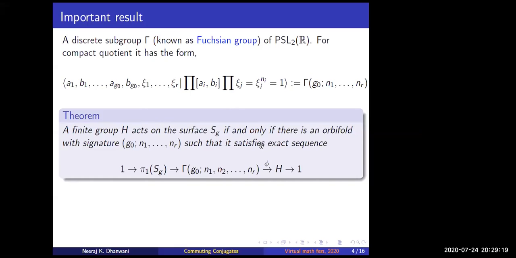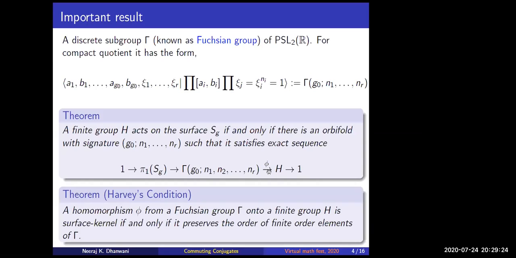This theorem was made more precise by Harvey for cyclic groups. What he proved is that this homomorphism from the Fuchsian group to the finite group H is a surface kernel, that means it is surjective and the kernel is pi1 of Sg for some g, if and only if it preserves the order of the finite order elements. That is, there are some elements which have finite order and some have infinite order. On the finite order elements, this map is injective. That is, if zeta i has order ni, then phi of zeta i also has order ni.